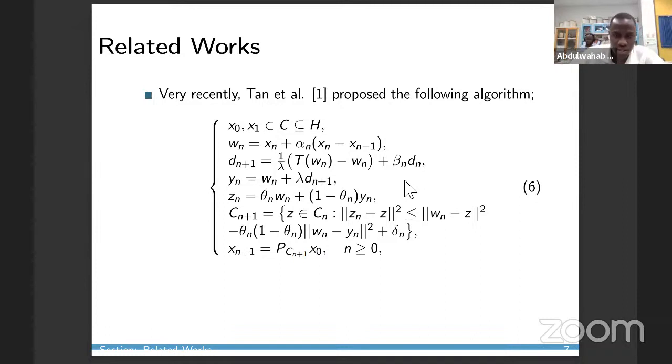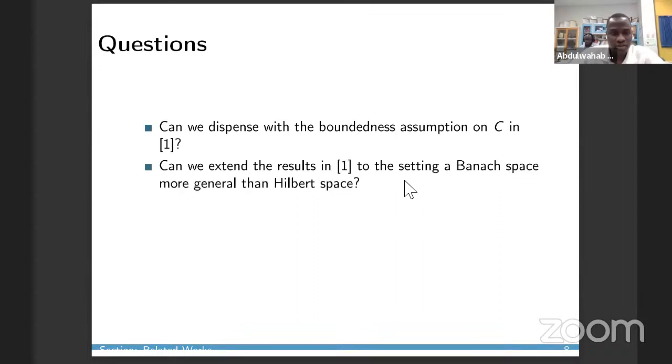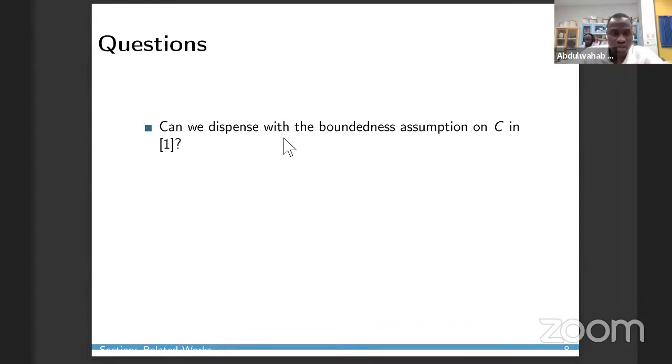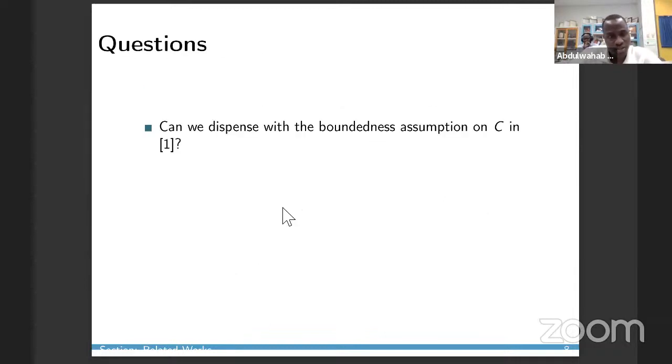So based on what we have discovered in this particular iterative method, we developed the following interesting questions. The first question is, in their result, they were able to establish the strong convergence when they imposed the boundedness condition on C, because we can see from here that they require the value M, which is the diameter of C. So for this diameter to exist, the C must be bounded.